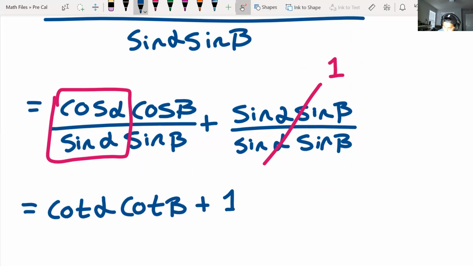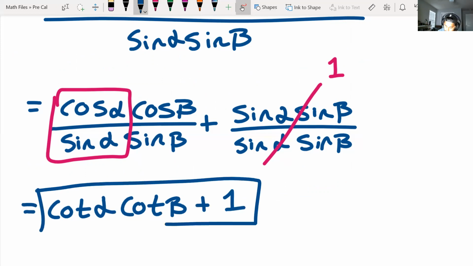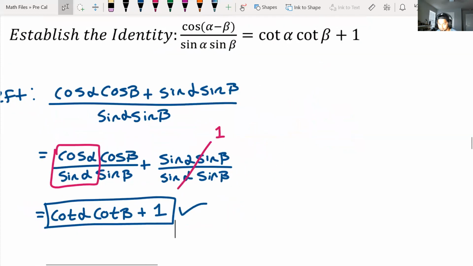Plus. I'm telling you, I spent so much time on these identities this last weekend. It's crazy.